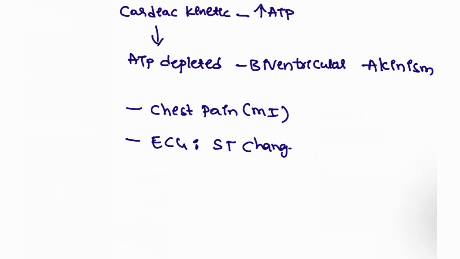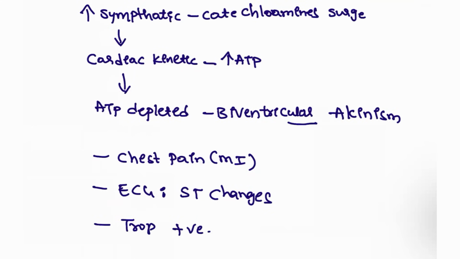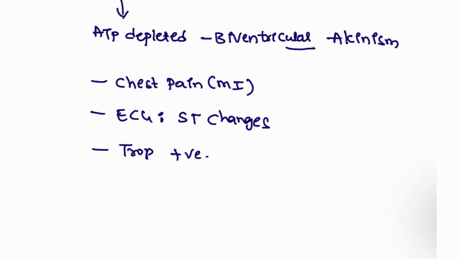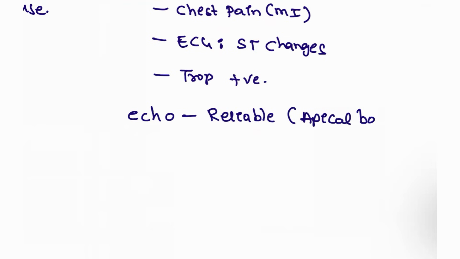Okay. And what about the TROPS? TROPS is also positive due to suddenly the biventricular mechanism because all the ATP is already consumed. Next, on the echocardiography, the echo is the only thing that will help you because this is reliable. On that only you are going to see this apical ballooning.